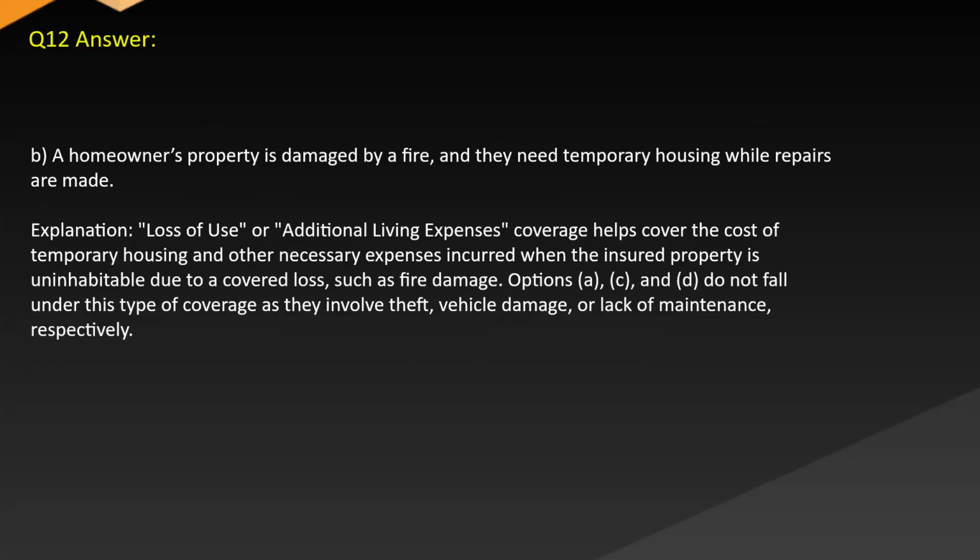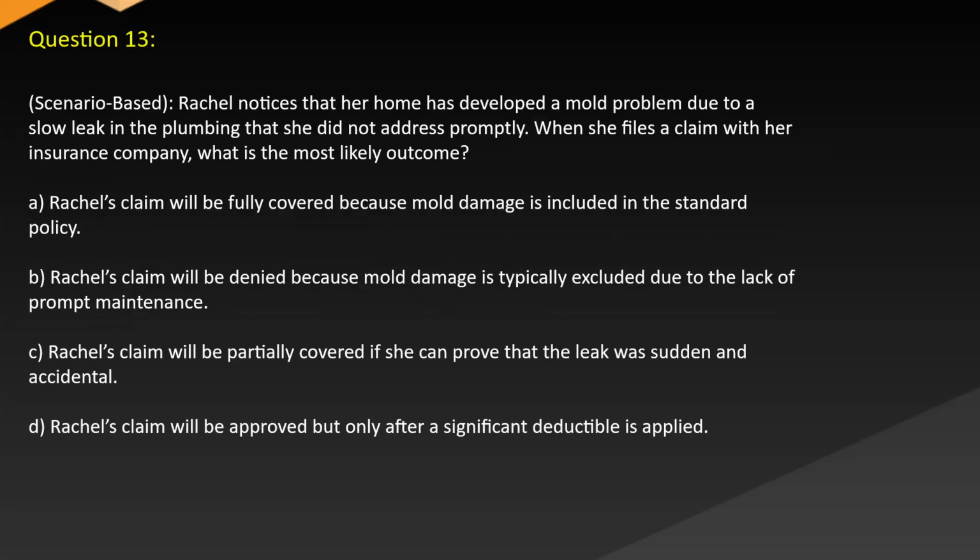Answer: B. A homeowner's property is damaged by a fire and they need temporary housing while repairs are made. Explanation: Loss of use or additional living expenses coverage helps cover the cost of temporary housing and other necessary expenses incurred when the insured property is uninhabitable due to a covered loss, such as fire damage. Options A, C, and D do not fall under this type of coverage as they involve theft, vehicle damage, or lack of maintenance, respectively.